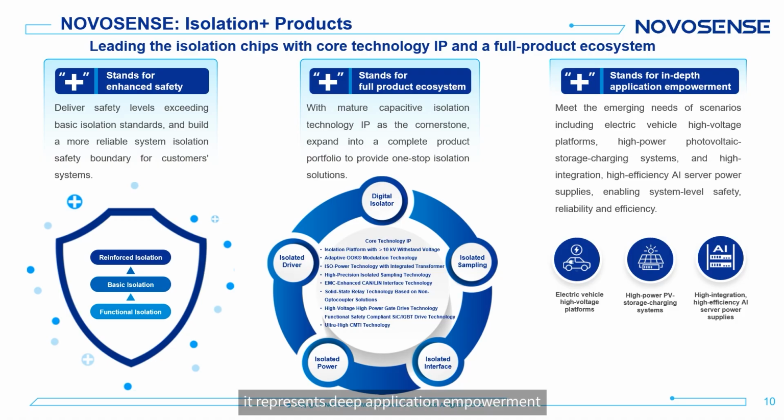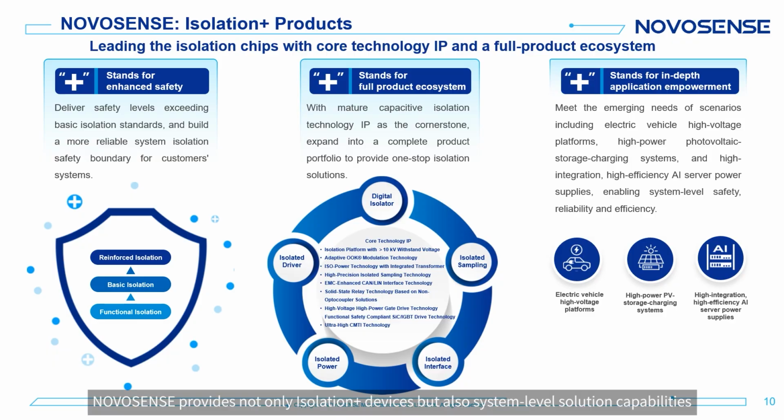Third, it represents deep application empowerment. For high-voltage applications such as EV platforms, high-power PV, energy storage and EV charging systems, and AI server power supplies, NOVOSENSE provides not only Isolation Plus devices, but also system-level solution capabilities.